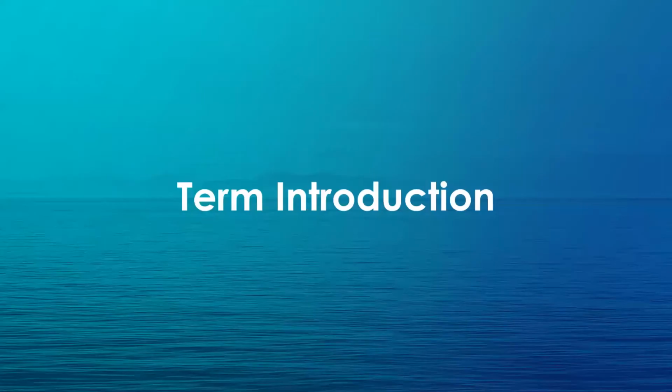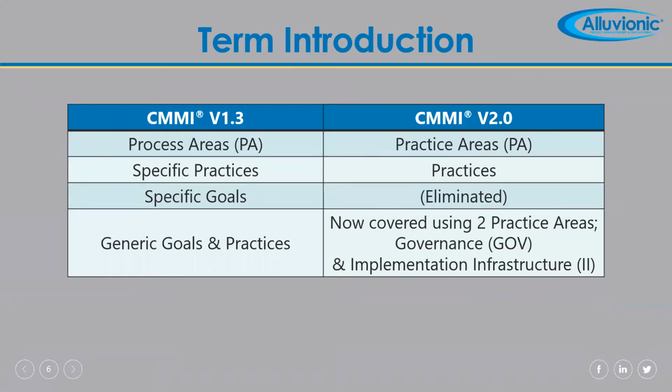All right, so let's get started with terms introduction. With the new model, a few of the 1.3 terms were simply relabeled. So if you see the table on screen, V1.3 terms on the left and 2.0 on the right. You'll see process areas are now just called practice areas, and specific practices are now just practices. The term specific goals was eliminated, and is no longer defined within the V2.0 model.